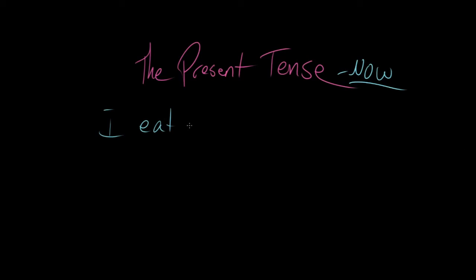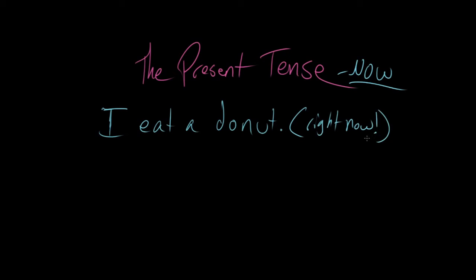The present tense is how we talk about things that are happening in the present moment. Like, I eat a donut. If I say it that way, it means it's happening right now, in the present, as opposed to happening later, in the future, or before now, in the past. The present tense is what's happening right now. If you can just imagine, just put the words right now at the end of anything that takes place in the present. It should work.